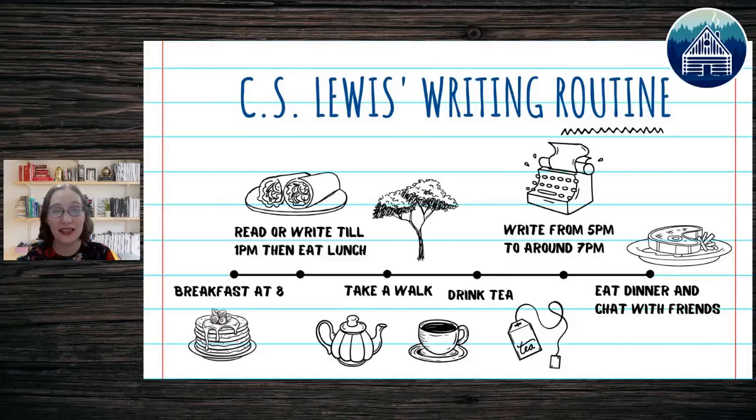So after he drank his tea, he would write from about 5 p.m. to around 7 p.m. And then he would eat dinner and chat with friends. He said that this was an essential part of any routine, is to actually make time to hang out with your friends and talk about philosophical subjects, talk about the latest things you were writing, so that you could be able to be inspired for your stories.